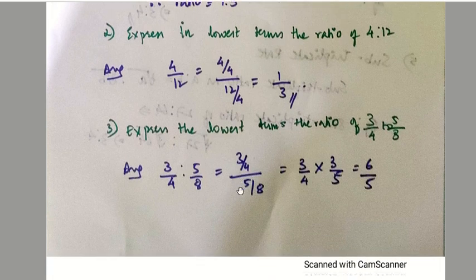Express in lowest terms the ratio of 4 is to 12. So 4 by 12 is equal to 4 ones are 4, 4 threes are 12. So 1 is to 3 is your ratio.